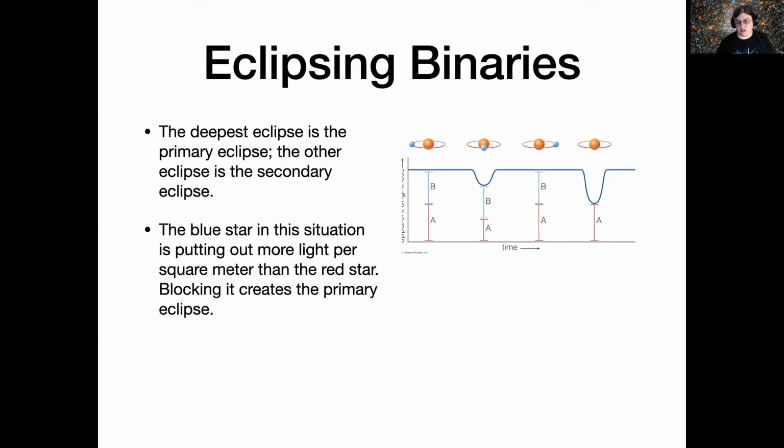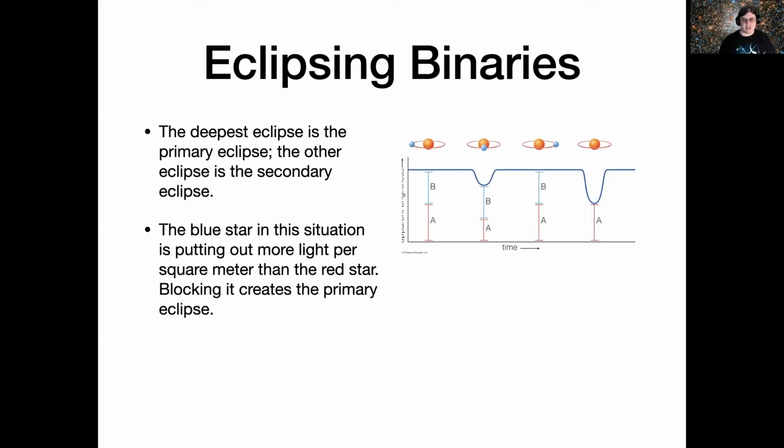When B is in front of A, B is a smaller star, so it covers some but not all of A. So we get a dip. Sometime later, A will be in front of B. Since A is the bigger star, it'll block all of B's light, so we get another dip. We call the bigger dip the primary eclipse, and the other eclipse is the secondary eclipse.